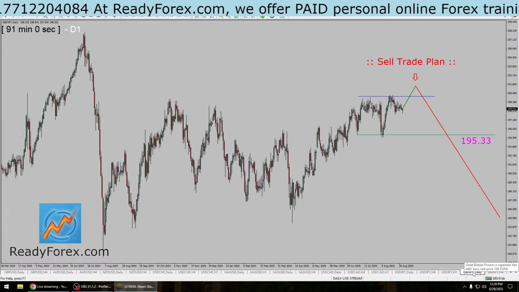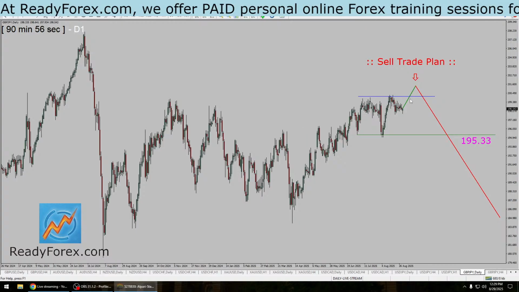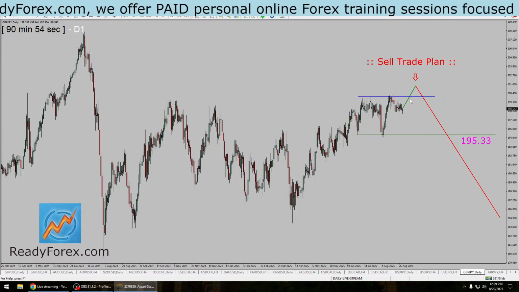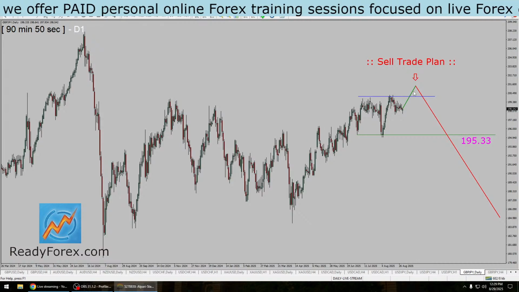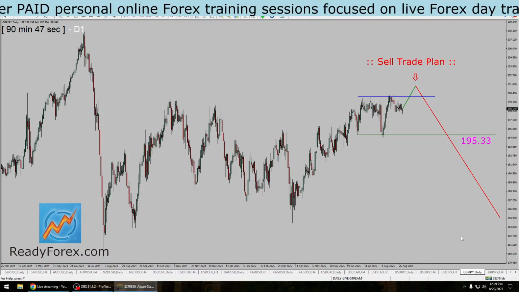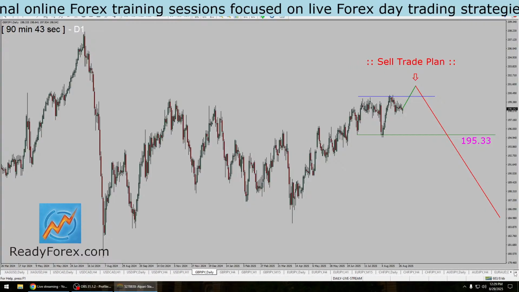Next one is the GBPJPY currency pair, which is also kind of moving sideways. My forecast is a little bit bullish. I'm waiting for the market to rise up first, take out the old swing high, and then I have a sell trade plan right up there inside the pound versus Japanese yen currency pair.